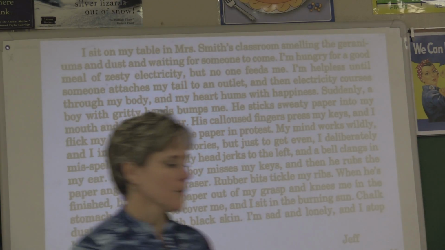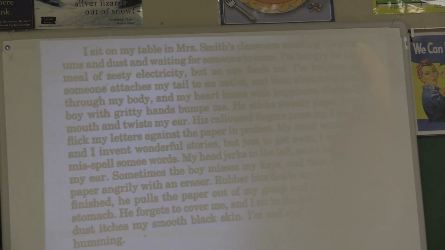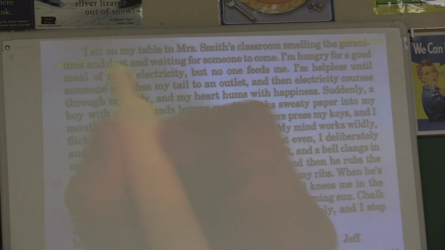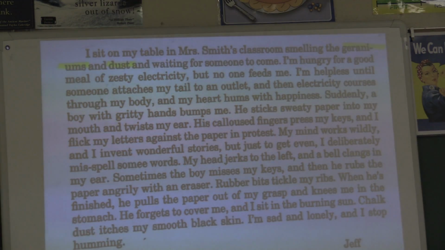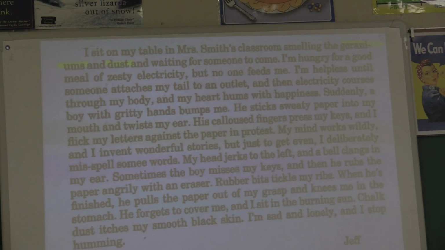What did the typewriter smell? A flower and dust. He doesn't say flowers. He gives a specific: geraniums and dust. Okay, that's what he smells. What does he see? A sweaty kid. Okay, he sees the sweaty kid come in to work on it.